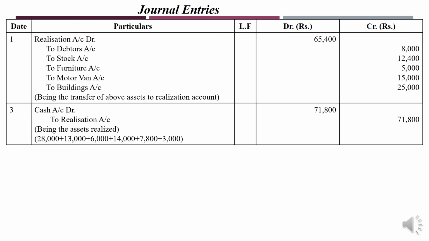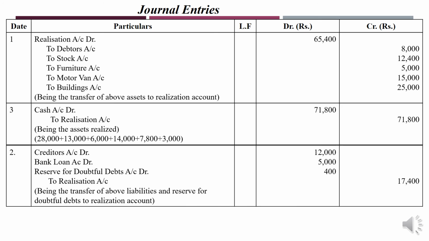71,800. Now let us record the liabilities. Liabilities account debit to realization account, including reserve for doubtful debt 400, which in the balance sheet was there on the asset side under debtors.